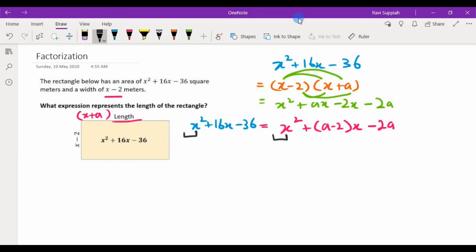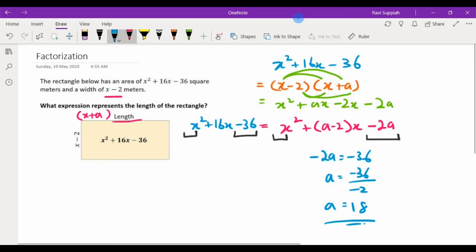I will show you that they both give you the same answer. If I compare the constant term, you can see that the constant here is minus 36, and the constant here is minus 2a. So that means minus 2a is equal to minus 36. a is equal to minus 36 over minus 2. So a is equal to 18.